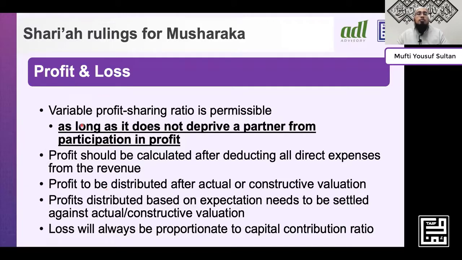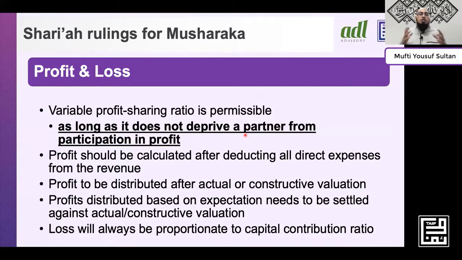We can have a variable profit sharing ratio, by the way. What it means is, let's say in year 1, we have 50-50 from the profit. In year 2, it's 60-40. In year 3, it is 30-70. We can have that, no problem. As long as there is no method which deprives one of the partners completely from participation in profit.